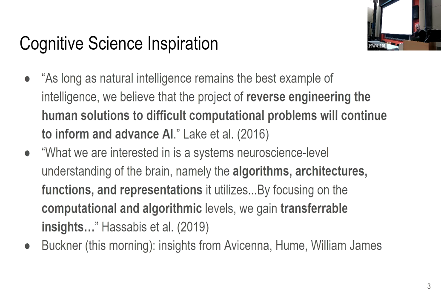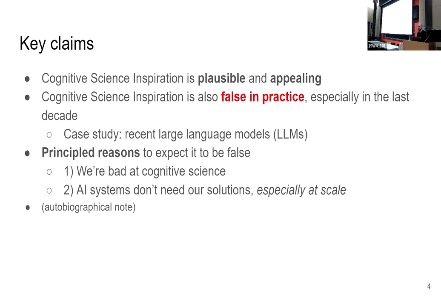And then you see views like this this morning from Cameron Buckner. Maybe we can get insights from philosophers and psychologists like Avicenna, Hume, and William James. I think that this is a very plausible and appealing view. It's plausible because, again, these are the intelligent systems we know about. It's also appealing because I would love to do work like this. I would love to live in a world where reading William James is helpful for AI research, because I like to read William James. But I think it's false in practice, especially in the last decade.